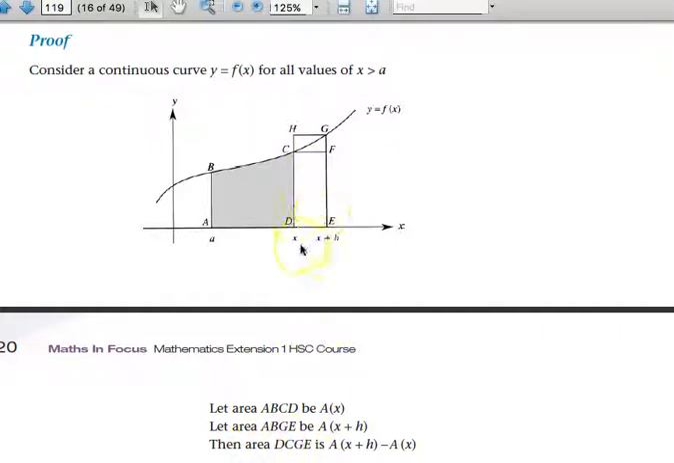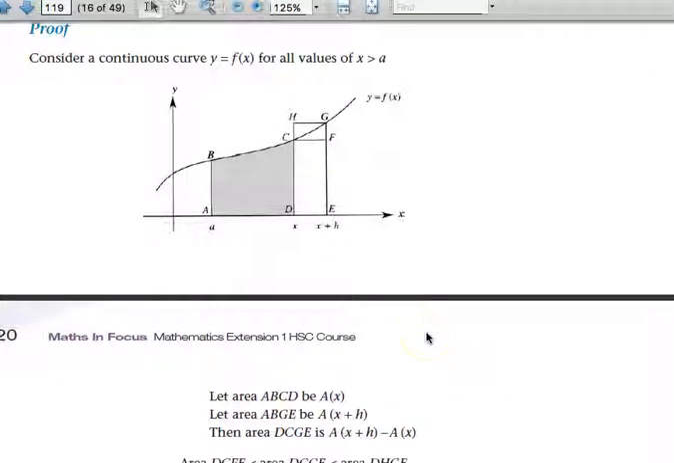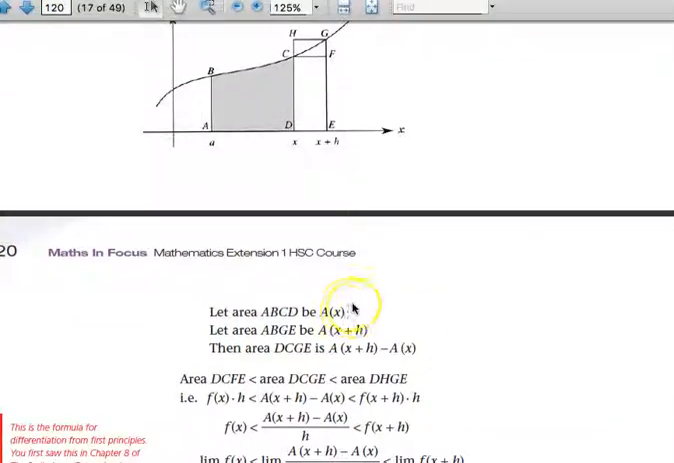Therefore, the area of this section here, DCGE, will be the large area minus the shaded area. Do we get that? Yes? No? All right. So what we can say is that the area of DCGE, all right, now watching, we're trying to work out the area of DCGE.